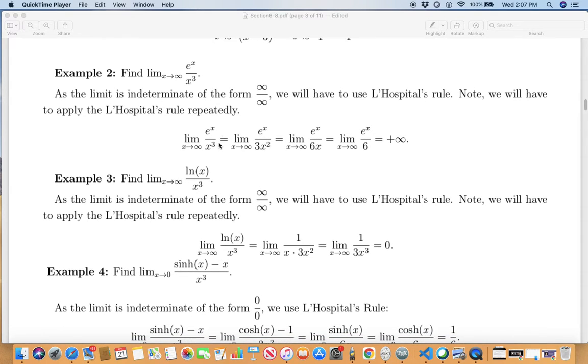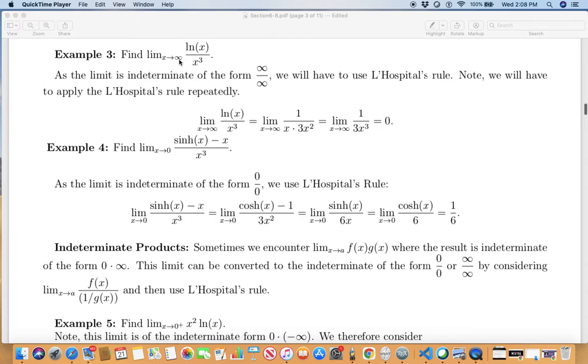Why? Let's see. Take the derivative once. The derivative of e raised to x is itself. The derivative of the denominator is 3x squared. Now this is again infinity over infinity, so continue with L'Hopital's again. Derivative of the top, derivative of the bottom. This is also an indeterminate form of infinity over infinity, so take the derivative once more: e raised to x over 6. Now this is simply positive infinity.